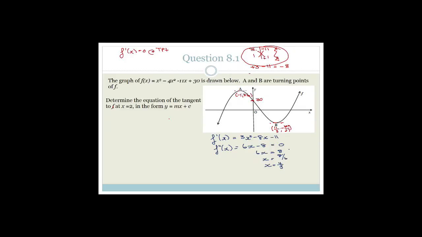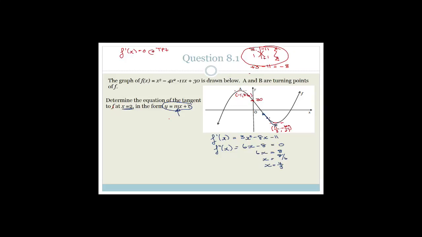Now it says, determine the equation of the tangent to f at x equals 2. Well, this here is 11 over 3, which is about 3 and something. Okay, so x equals 2 is going to be somewhere over here. And we want the tangent to this. We want the equation of the tangent, which is a straight graph. And they give you the hint that it's a straight line graph by saying this is the format: y is equal to mx plus c. So do you agree, in order to find the equation of the tangent, we need the gradient and we need a point? We know that x equals 2.